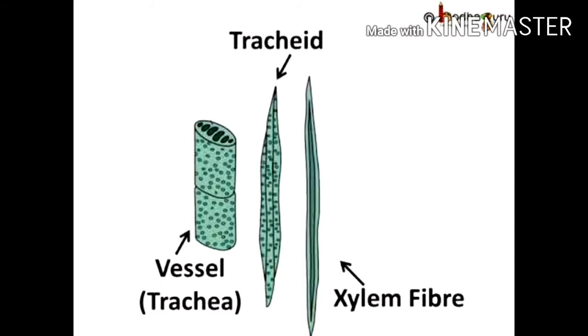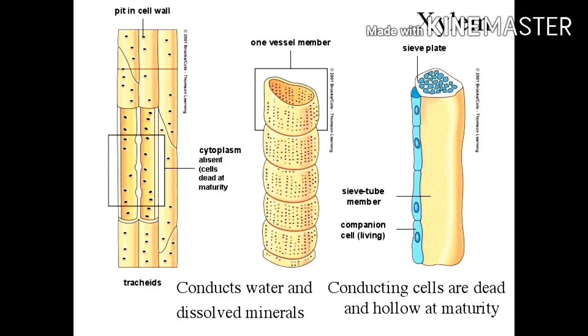And xylem tissue is made up of dead cells, except xylem parenchyma. Other xylem elements are dead, and that is why it is called dead tissue. Okay? Xylem parenchyma is the living part. But tracheids, vessels and xylem fibers are dead cells.